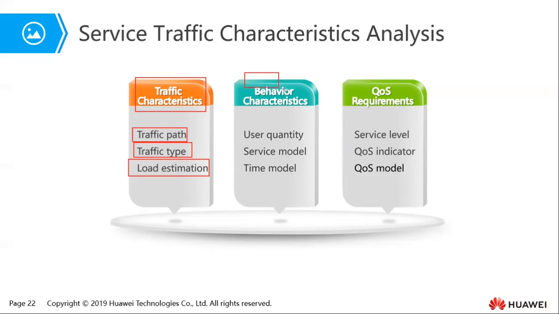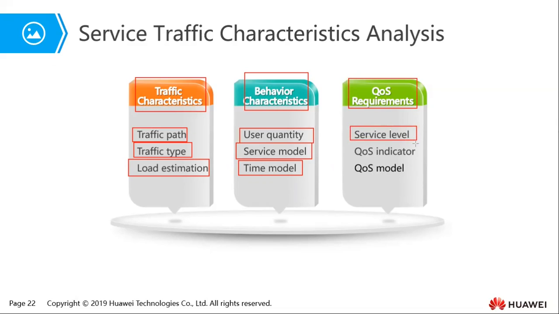The other thing we need to understand about this is behavior characteristics. For example, the number of users in our institution, the service model, and also the time model. When you talk of time model, we are talking of peak times and non-peak times. When do most people access the network? Also, service model is what services are the most common. So that is behavior characteristics. And after understanding the type of traffics that we're going to have and their behavior, then we can come up with a quality of service requirement.